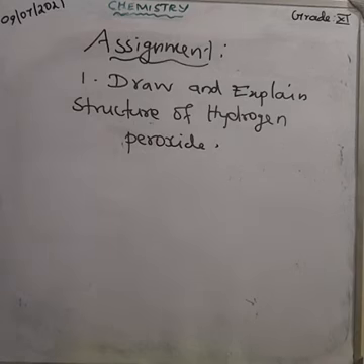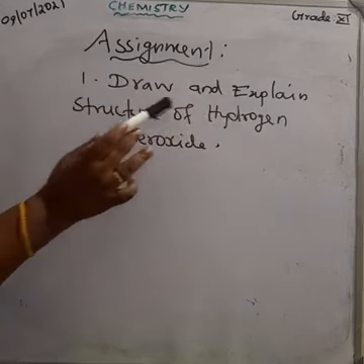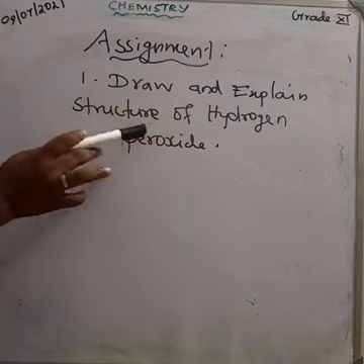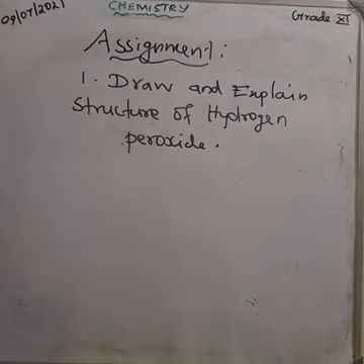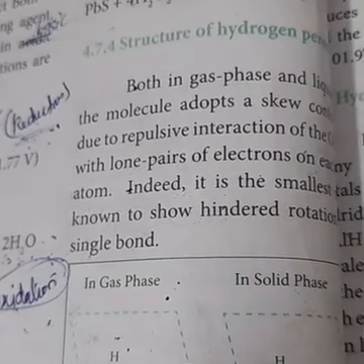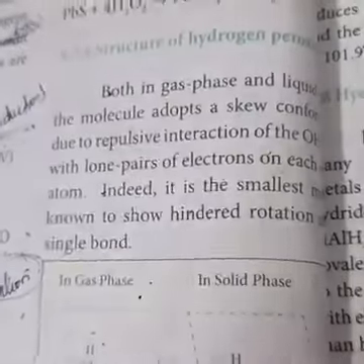Today your assignment: draw and explain the structure of hydrogen peroxide. If you have your book, take your book now. Students, take page number 112. Explain the structure of hydrogen peroxide. From here to here, how to mark.